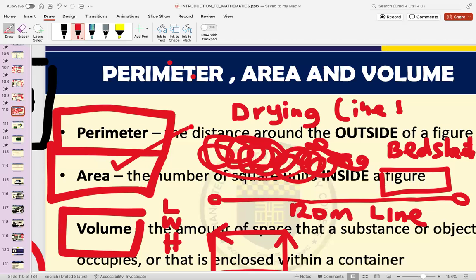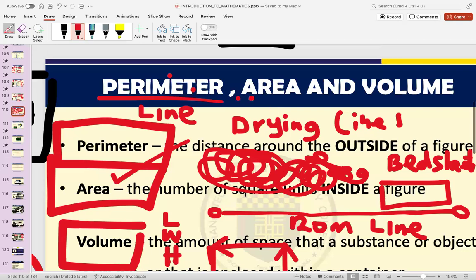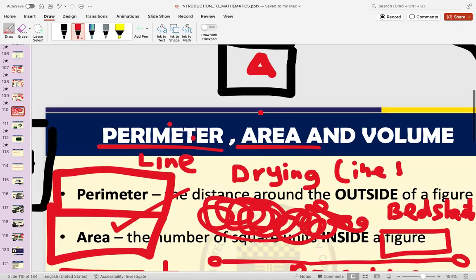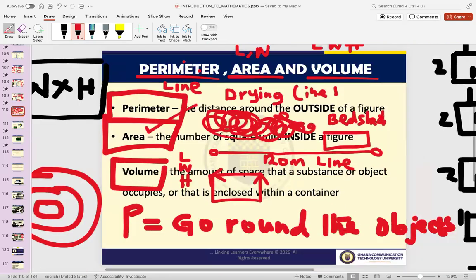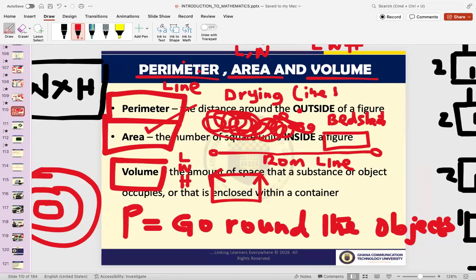So this is very simple. You just have to know which dimension you are using. Are you using perimeter? It means that the product is in the form of a line. Are you using area? It means the product has two directions. It has length and it has width. Are you using volume? It means the product has three directions. It has length, it has width, it has height. This is all you need to know under perimeter, area, and volume.